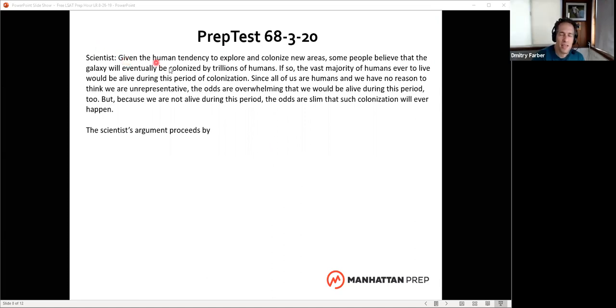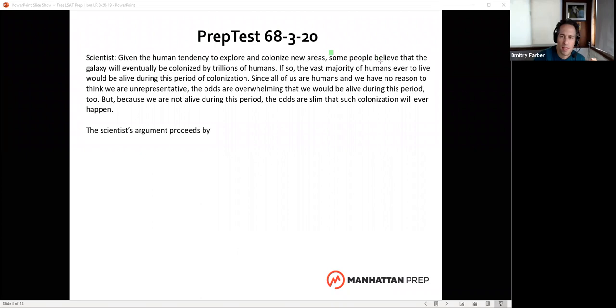It says, given the human tendency to explore and colonize new areas, some people believe. Now we see "some people believe" — hold on, that sounds like what we saw before, these people are going to be wrong. And this argument isn't going to disappoint. They're eventually going to say that these people are wrong, and we can expect that, right? So since people like to explore, some people think that we're eventually going to colonize the galaxy. Humans will spread across the stars, right? That's what they're saying some people think. So we want to notice that trigger.